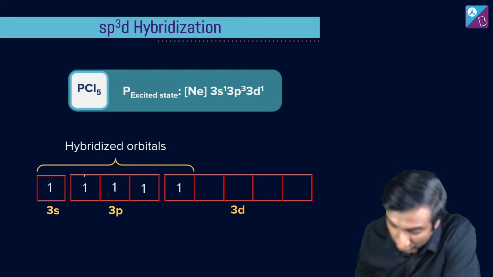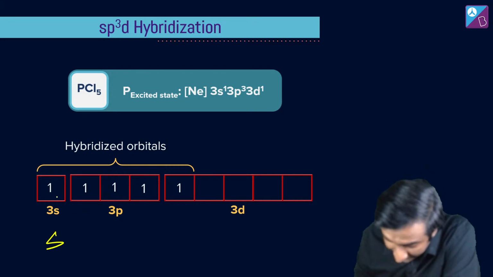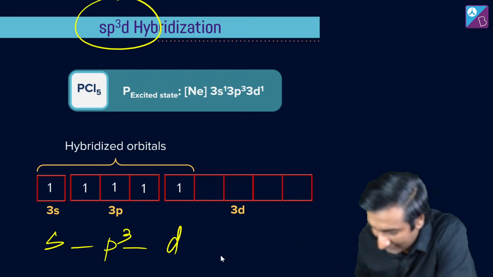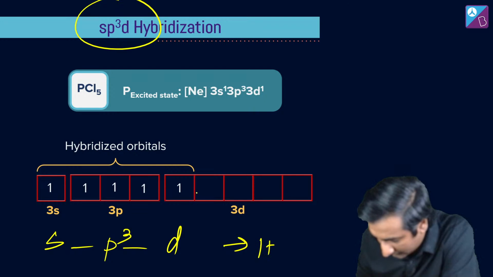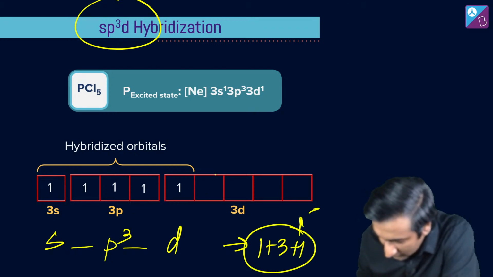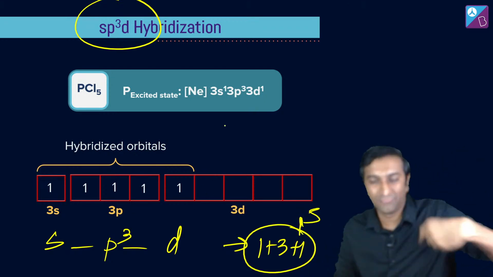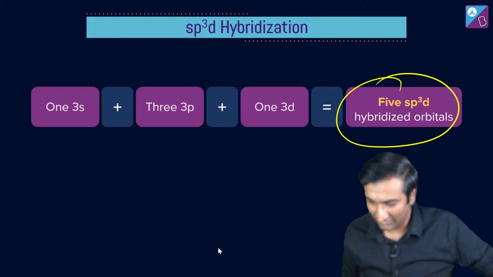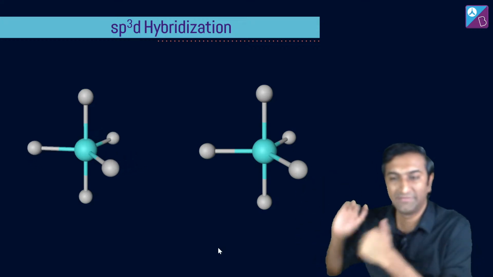So you have got this whole thing. Now look, how many have we got? sp3d, this is it, that's all. And how many orbitals? 1 + 3 + 1 means 5. Hence, it forms 5 bonded orbitals. You're done, sorted. Ta-da! This is what PCl5 looks like.